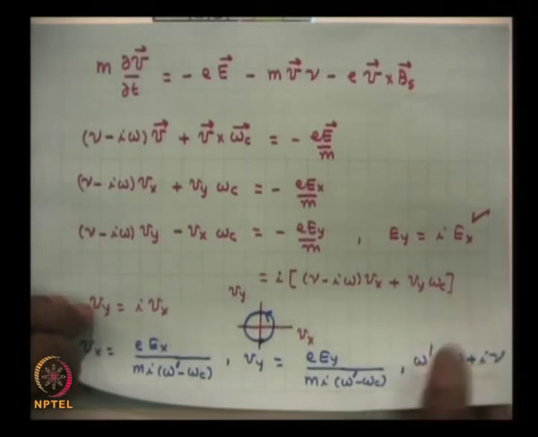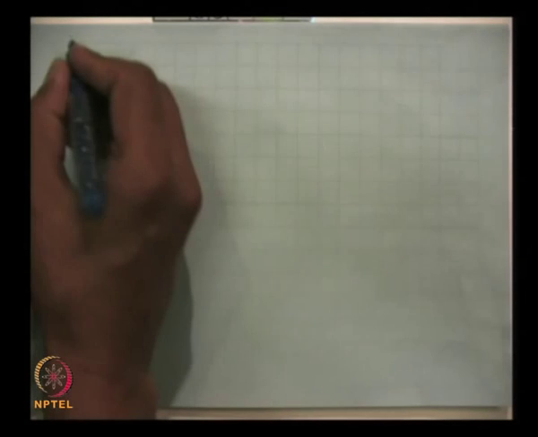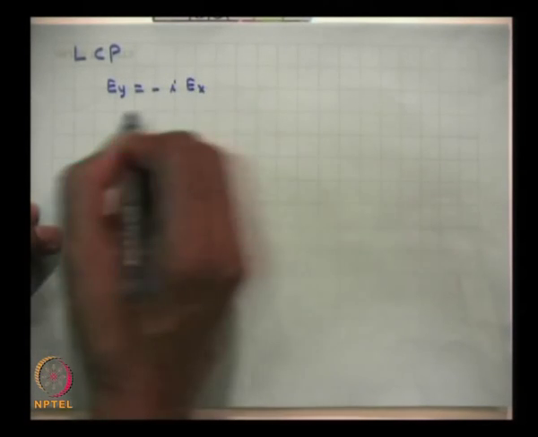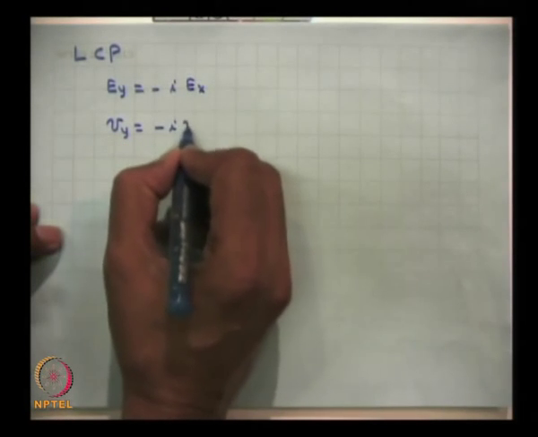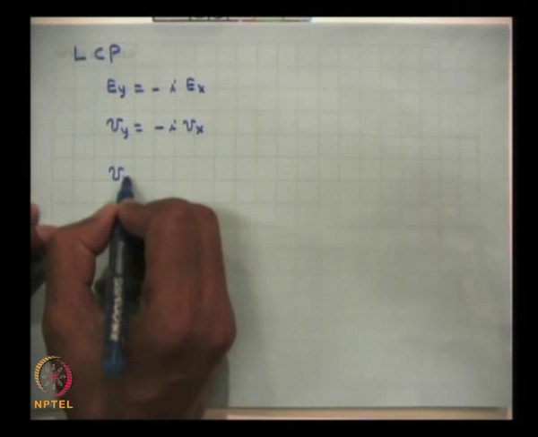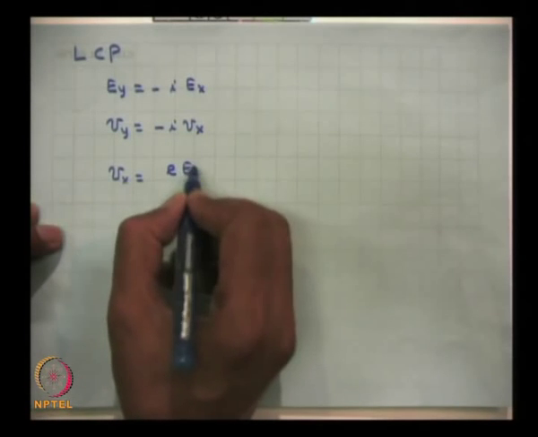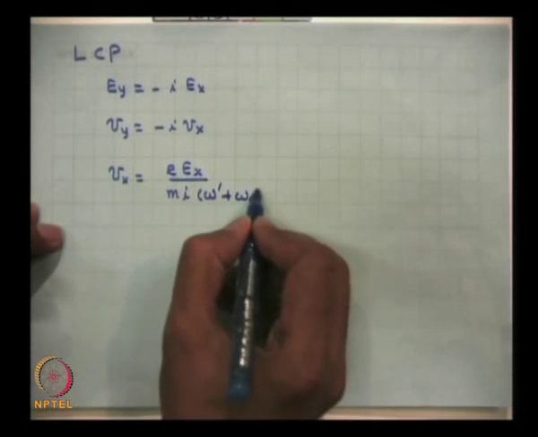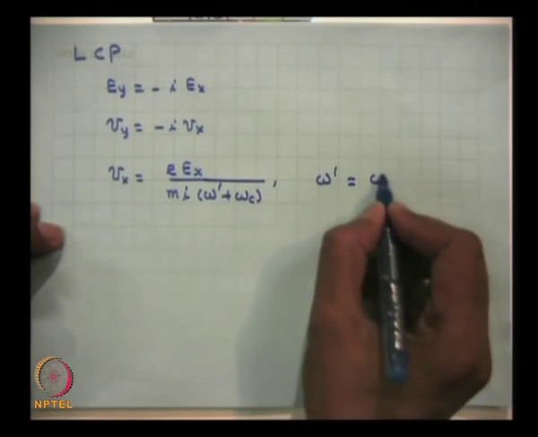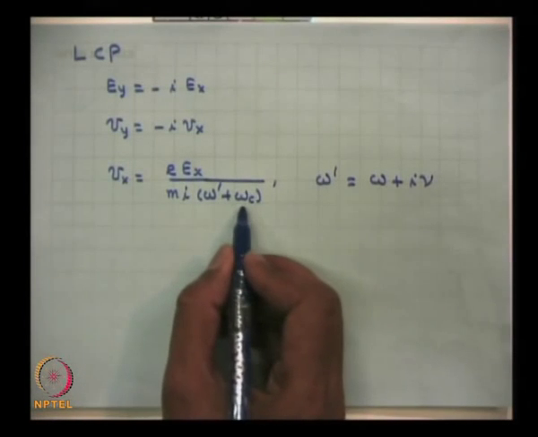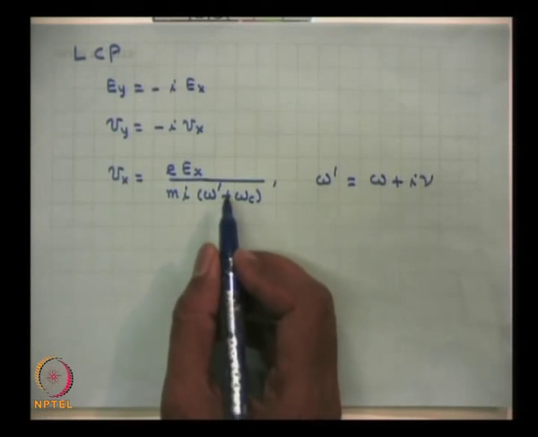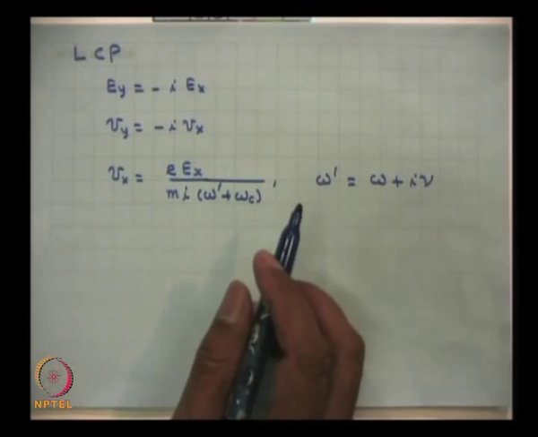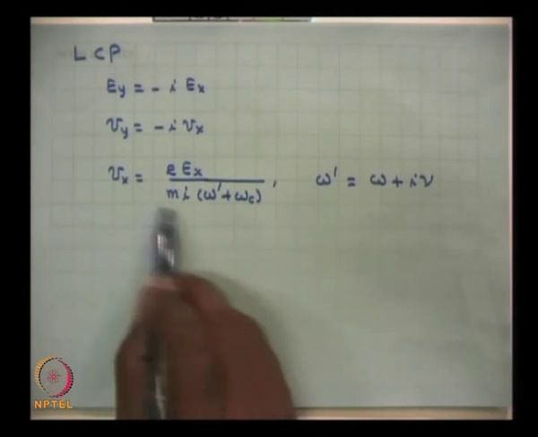In case I had chosen the left circularly polarized wave, LCP, where EY is equal to minus i times EX, we will obtain VY is equal to minus i VX, and the response if you calculate would be VX is equal to eEX upon m i (omega prime plus omega c), where omega prime I am writing as omega plus i nu. So there is no resonance here. When the electric field rotates about the line of force in the anticlockwise sense, in that case there is no resonance here.